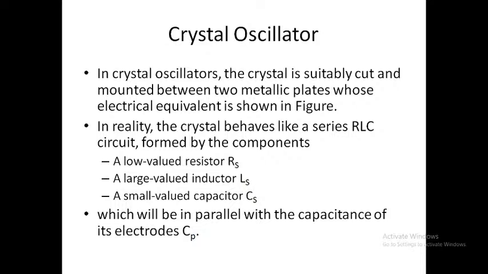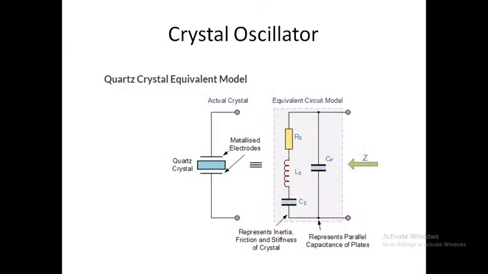So in crystal oscillators, the crystal is suitably cut and mounted between two metallic plates, and we'll see its electrical equivalent in the next slide. In reality, the crystal behaves like a series RLC circuit formed by the components Rs, Ls and Cs. So this is the electrical equivalent model of the crystal. The actual crystal is on the left-hand side, and on the right-hand side you can see the equivalent circuit model of that crystal.